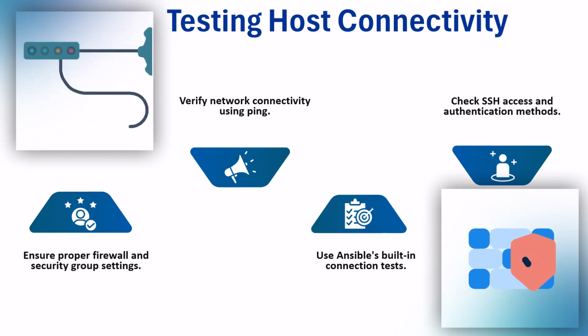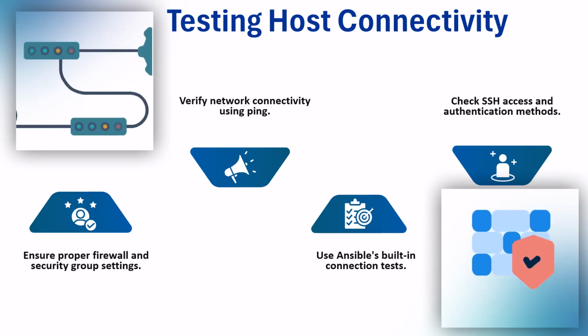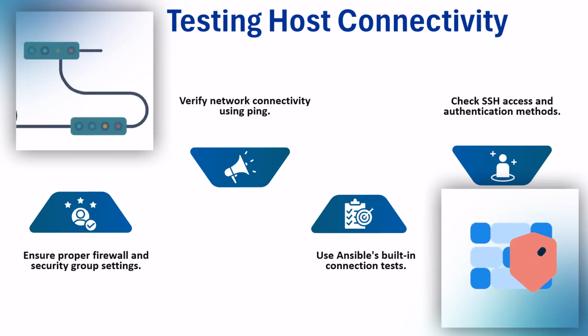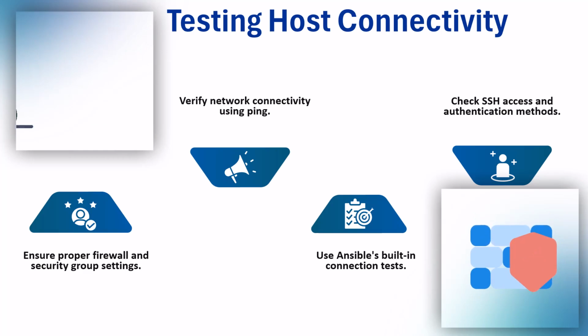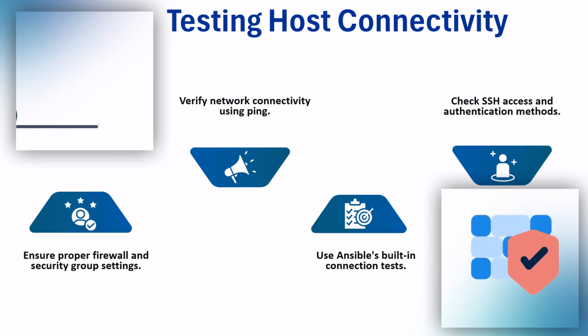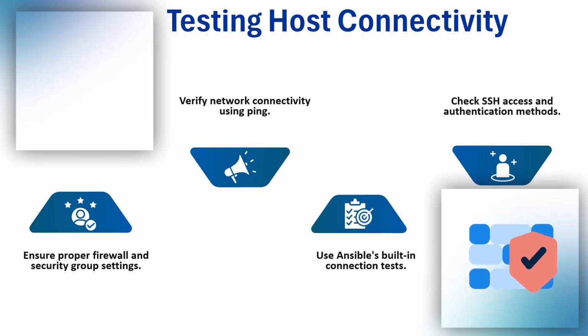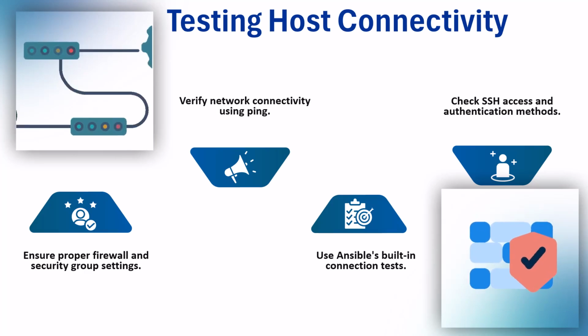All right, let's start with the basics. Can we even reach the host? First, a simple ping test gives us a thumbs up on network connectivity. Next, SSH, because without it, Ansible is just staring at the server from afar. Firewall settings. They can be sneaky, blocking access when we least expect it. Finally, Ansible has its own connection test, like a doctor checking vitals before surgery.